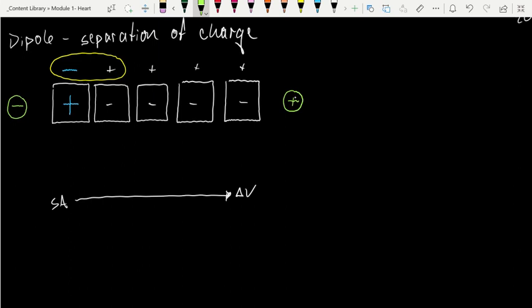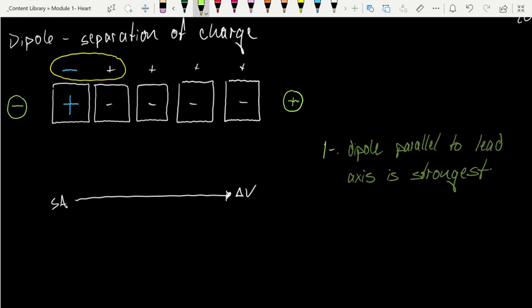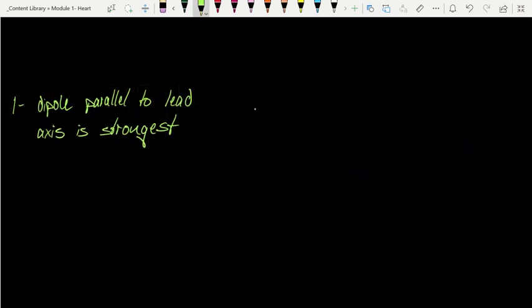Now let's just briefly make a list of fundamentals regarding how this machine's going to work. Number 1. Dipoles running parallel to the lead axis will be strongest, whereas dipoles running perpendicular to the lead axis will not be seen. What does this mean? Well, we need to think about how this might look with vectors. I don't want to get too much into vector math, but vectors are super useful because they contain both direction and magnitude. To illustrate, let's give some quick examples.